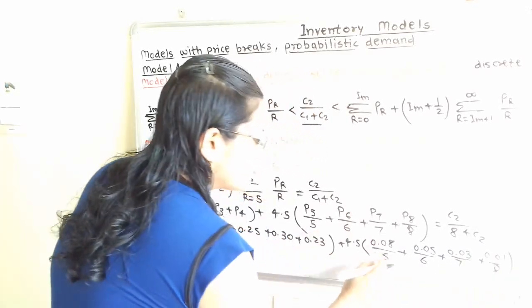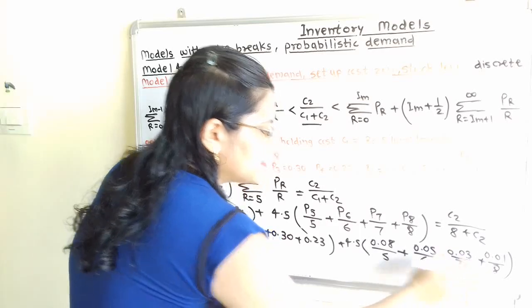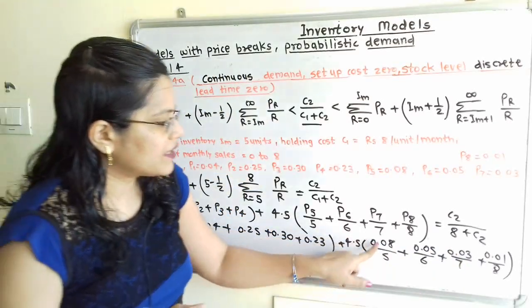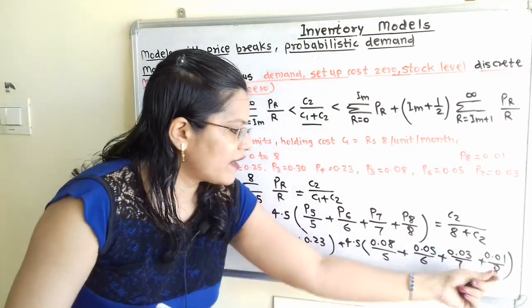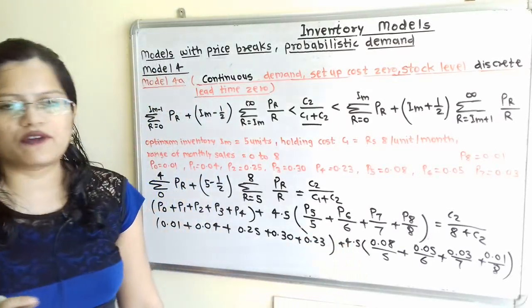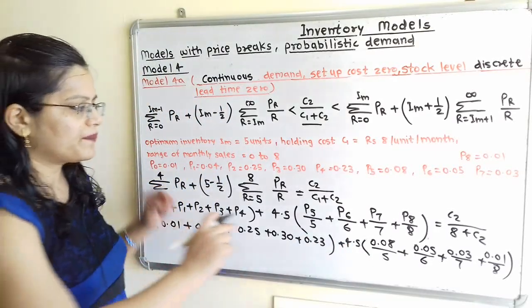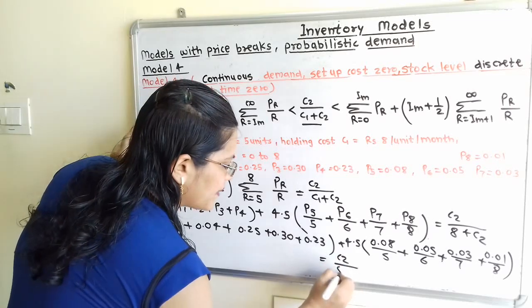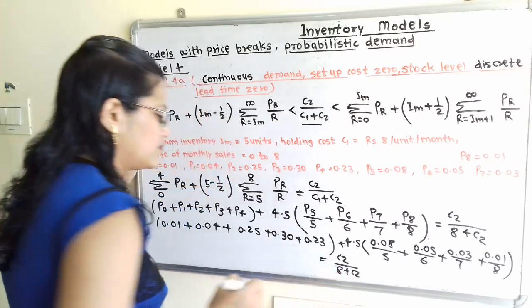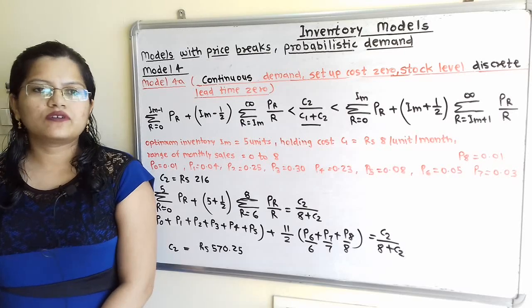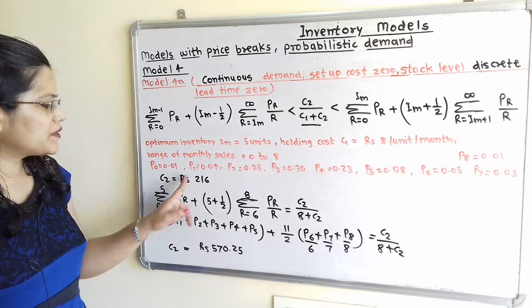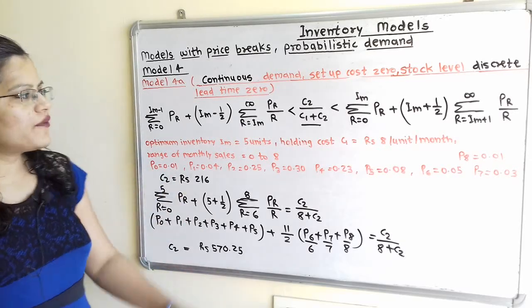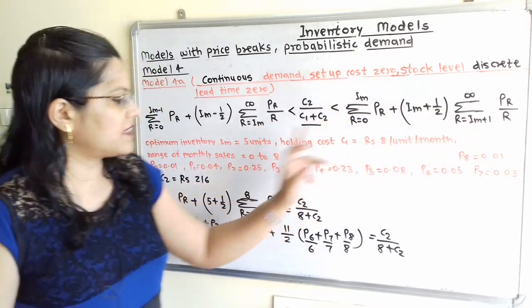So we have to first calculate this, and then add each value, and after solving this bracket we have to multiply with 4.5, and then on the right hand side we will write C2 divided by 8 plus C2. The calculated value of C2 is rupees 260. Now we will consider this right hand side part.